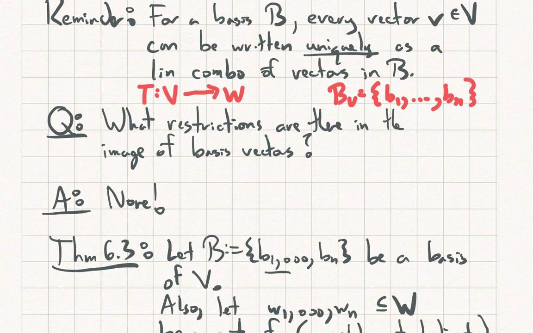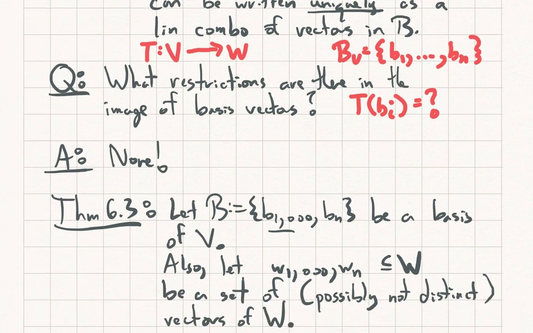In order for something to be a linear transformation, are there any restrictions on what we can send these vectors to? Do we need to be careful about where we send each of these basis vectors? And the answer indeed is no. In fact, everything just behaves extremely nicely. Linear transformations are about as nice as it gets.